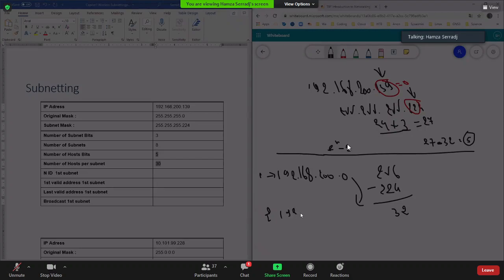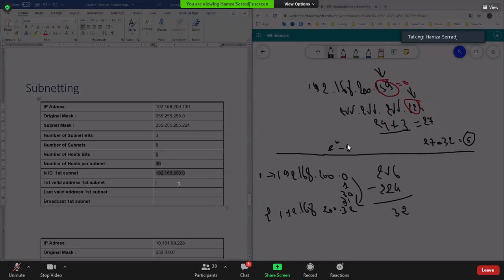So it's going to be 192.168.200.32. It's just incremented here in the fourth position. Of course, the first valid address is going to be 1, and the broadcast of the first one is 32 minus 1. That's going to be 31, and the last valid address will be 31 minus 1 again. So network ID will be 192.168.200.0. Network ID 0.